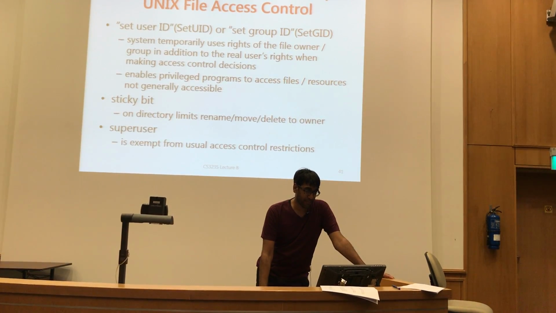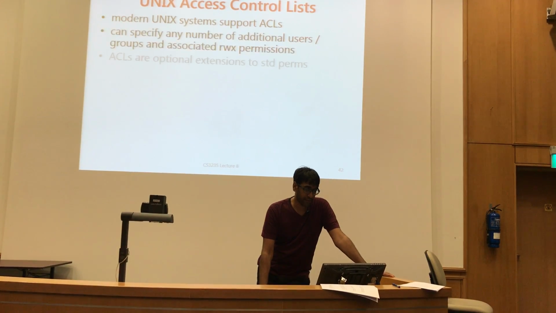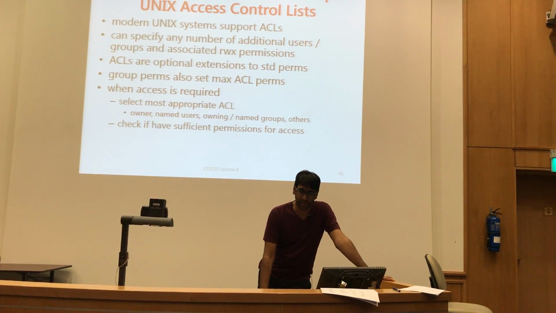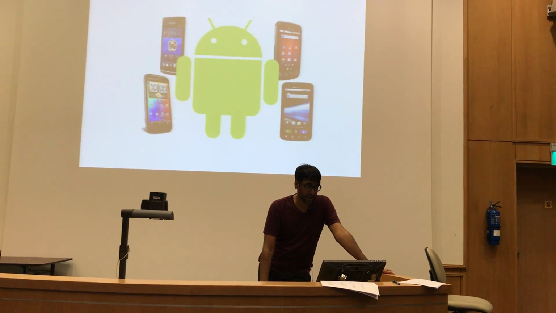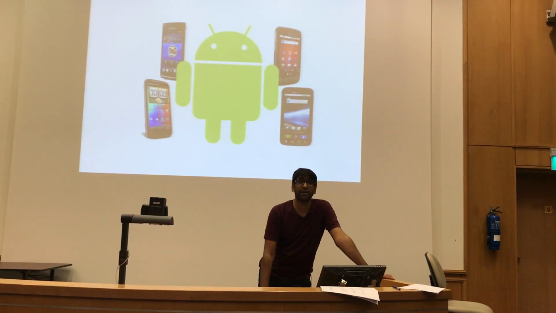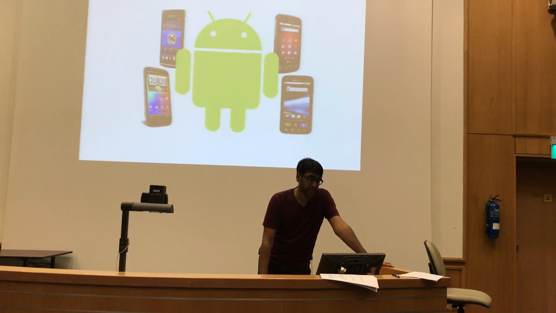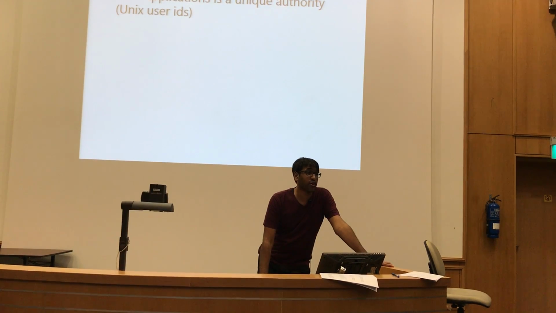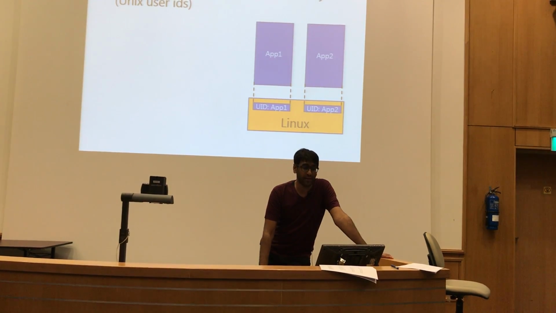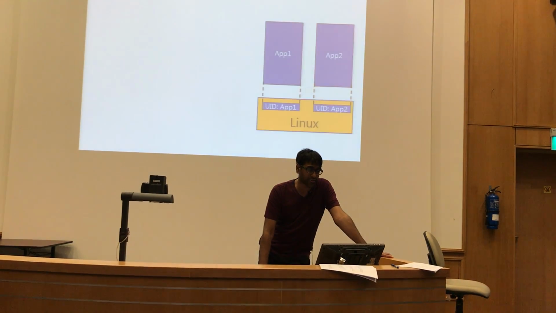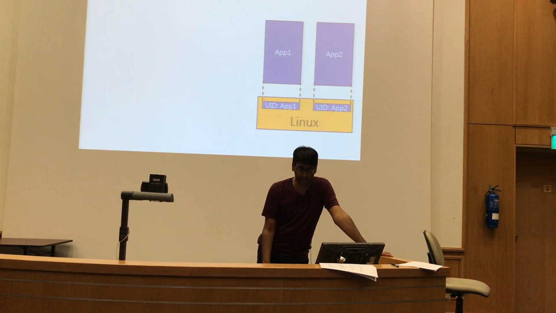Unix is an example of what we call a discretionary access control system, right? The web is an example of a mandatory access control system. Android is built directly on top of Unix, so literally apps become user IDs. The isolation environment is the same. You've got processes as a means of isolating every app.